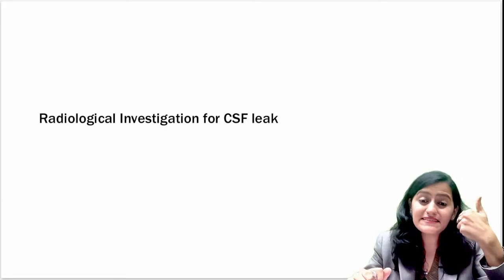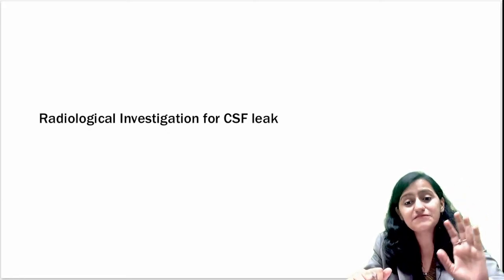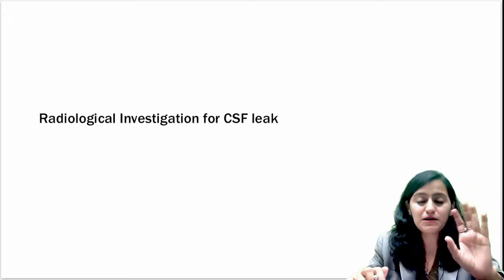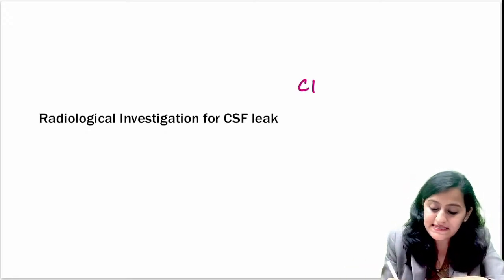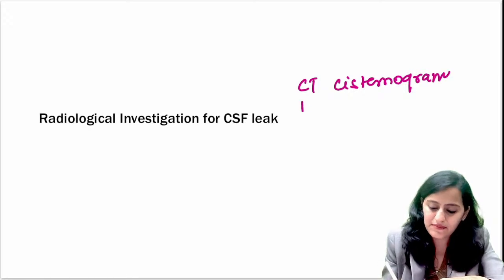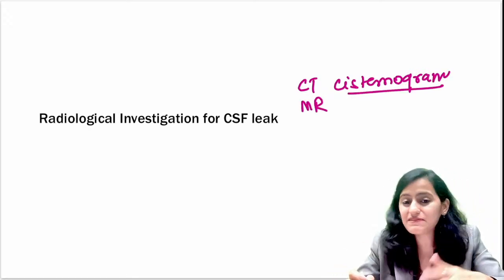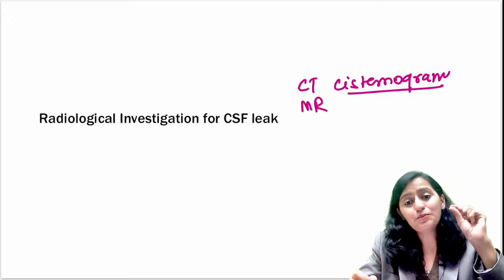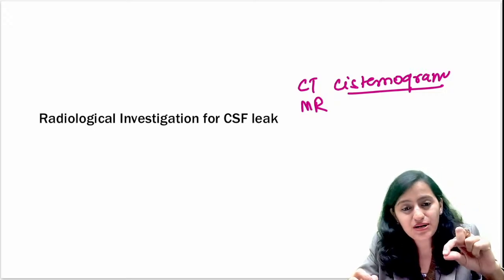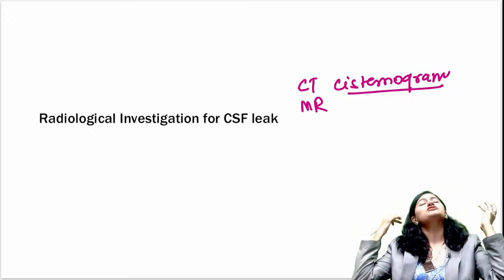I want to make the CSF white. So I want to put the contrast in the CSF spaces. That is done by doing a lumbar puncture. So basically CT cisternogram or MR cisternogram can be done. You do a lumbar puncture, put the contrast in the subarachnoid space, the CSF space, and give a head-low position to the patient.